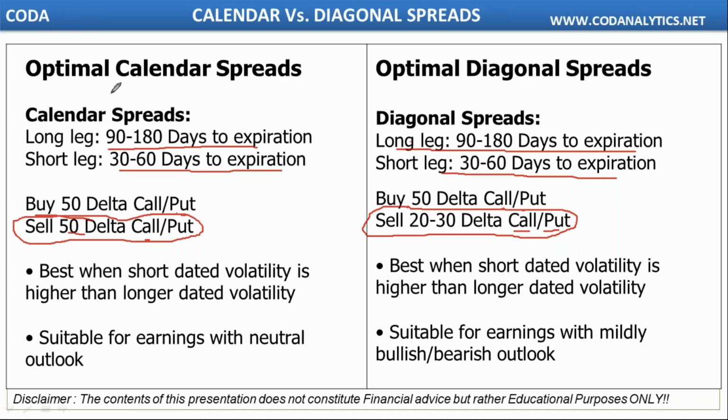The calendar spread is best when short-dated volatility is higher than long-dated volatility, and so are the diagonal spreads. Both are also stable for earnings, the calendar with a neutral outlook and the diagonal with a mildly bullish or bearish outlook. More or less the same. So looking at both, the only difference is the strike prices, but the other conditions still hold across both of them.